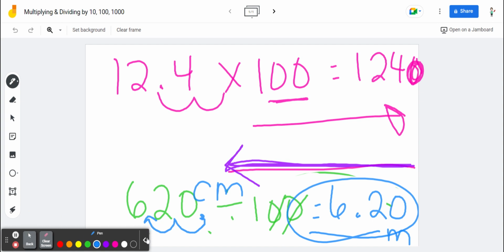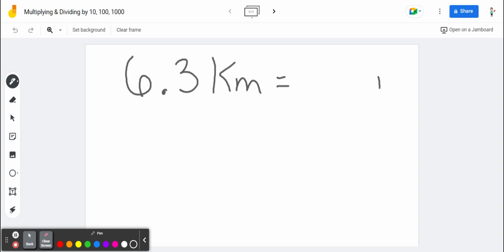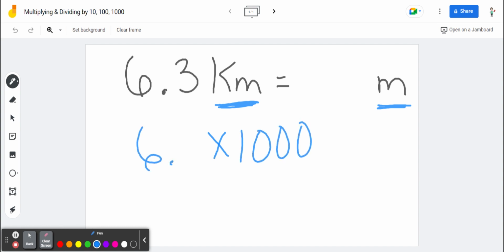I'm going to give you a couple practice ones here to do. So you can pause the video while you work through the math and self-check. So let's say I've got 6 and 3/10 kilometers. And I want to know how many meters. Remember, we're going from a big unit to a small unit. So we're going to multiply. Pause the video now and figure out how many meters that would be.